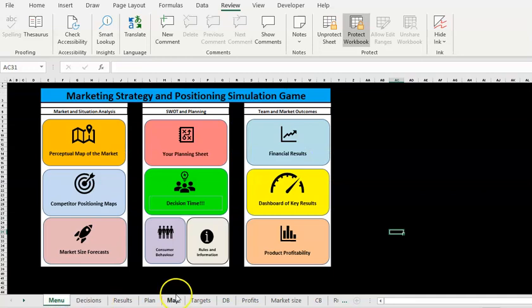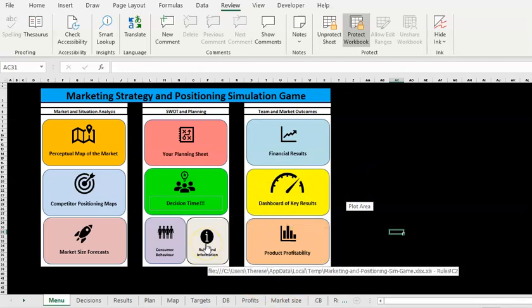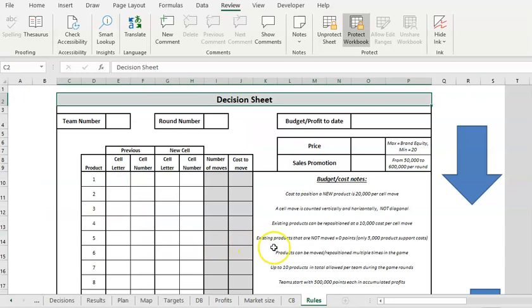We'll go back to the menu. We can click around anywhere here. Basically, the students might want to look at rules and information. This is the decision sheet that you would print out and give to groups. It gives them all the rules. Minimum price, for example. There's only 3 decisions they actually have to make, even though the game is very complex.